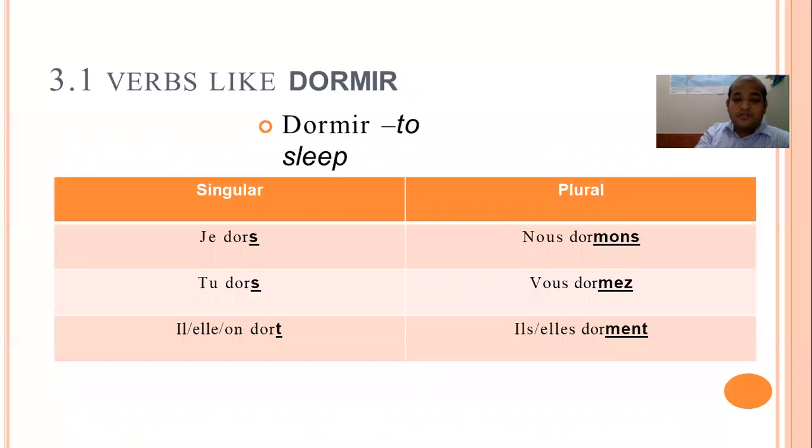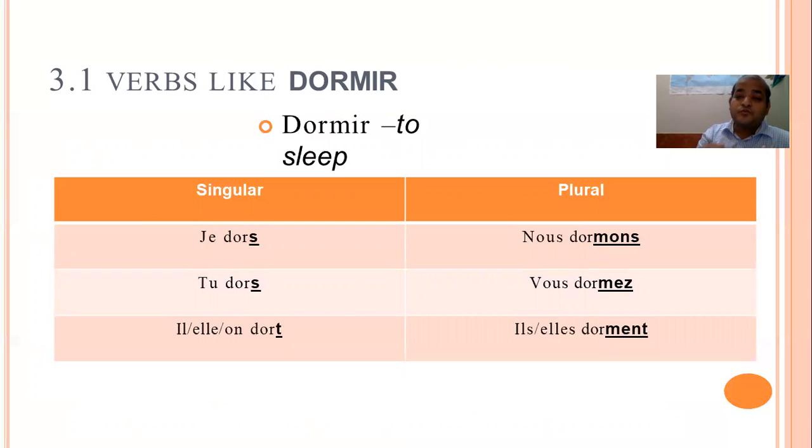You can see, je dors, tu dors, il dort, I sleep, or I'm sleeping. Tu dors, you sleep or you are sleeping. Il dort, he sleeps or he's sleeping. Elle dort, she sleeps or she is sleeping.